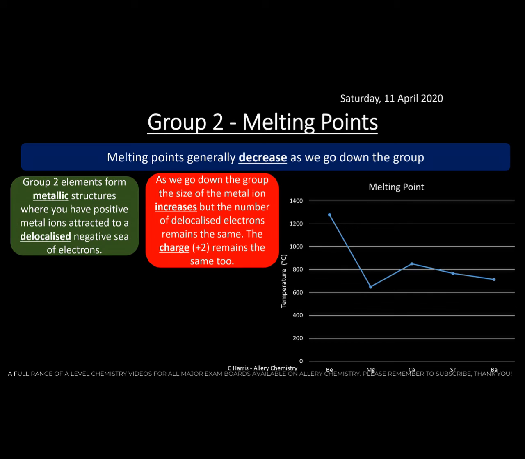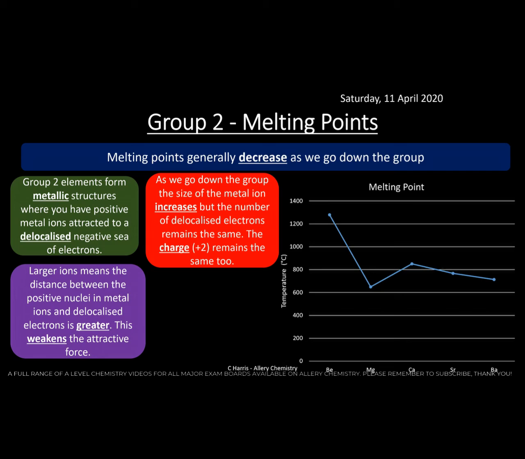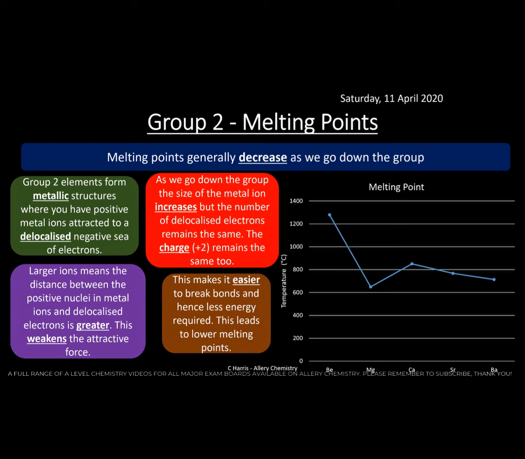But basically, as we go down group 2, the size of the metal ion increases quite significantly, but the number of delocalized electrons remains the same. It's 2+ because each group 2 element produces 2 electrons, but the size of the atom increases. Now what that means is these larger ions mean that the distance between the positive nuclei and the delocalized electrons is much greater, and because we've got a greater distance, that weakens the force. And this means that it's easier to break the bonds, and hence less energy is required when we're trying to melt it. So this leads to lower melting points.